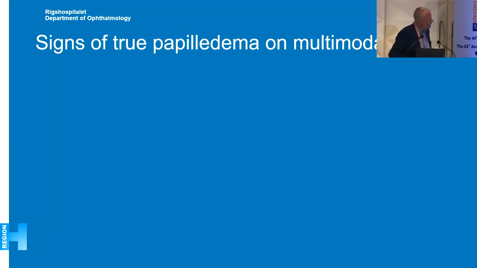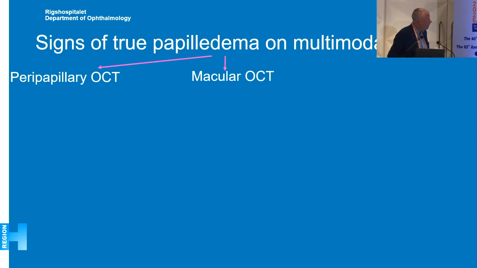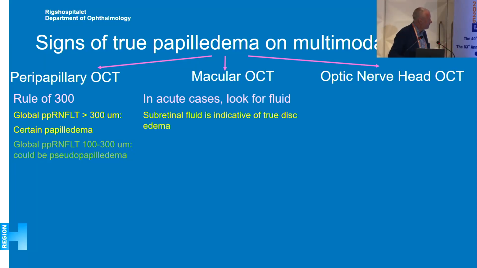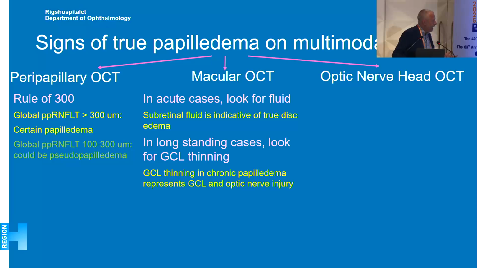So, what are the signs of true papilledema on OCT? You can do a peripapillary OCT, a macular OCT, and an optic nerve head OCT. I just mentioned this, what's called the rule of 300. If it's above 300, you're sure that it's papilledema. If it's 100 to 300, it could be pseudopapilledema. You do the macular OCT, and in acute cases, look for fluid. Subretinal fluid is indicative of true disc edema, and in long-standing cases, look for GCL thinning.